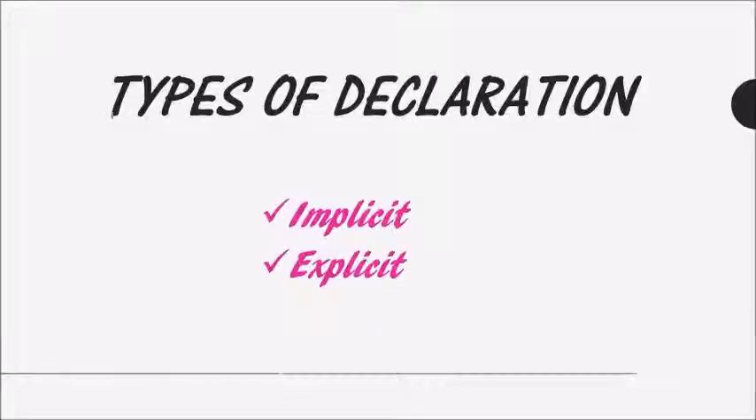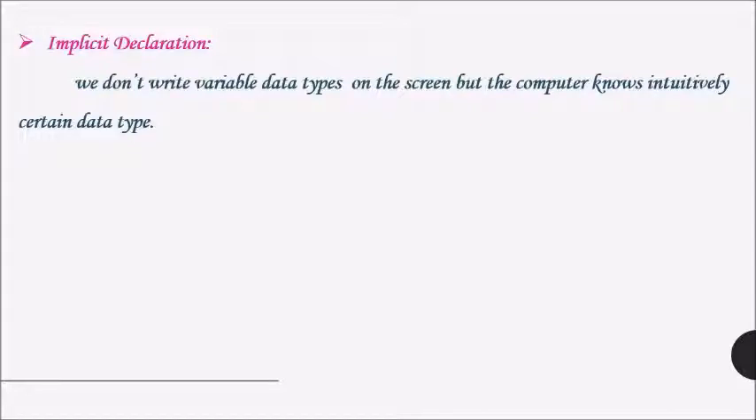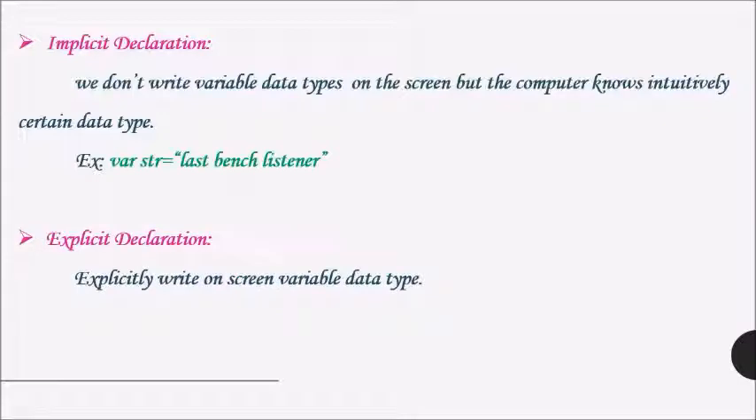Now we are going to discuss declaration types in the Swift programming language. There are two types, implicit and explicit. Implicit means we don't write the variable data type on the screen, but the computer knows that the variable is a certain data type. For this example, variable str, the value is last bench listener. Here we do not declare the variable data type. We directly give the value of this variable, which means we do not write the data type on the screen, but the compiler understands and executes it. This is implicit declaration.